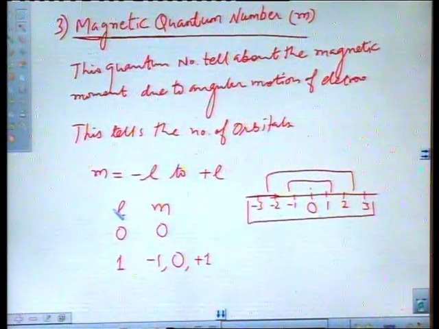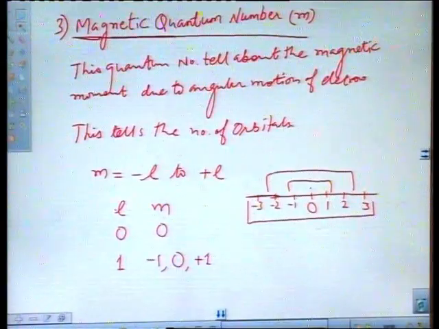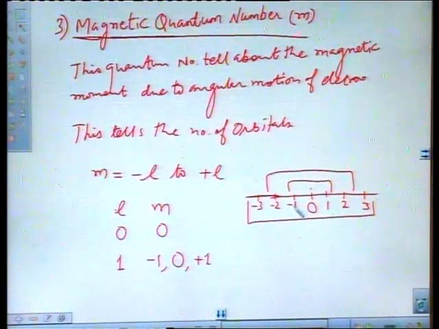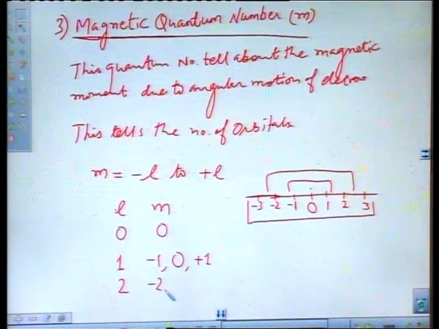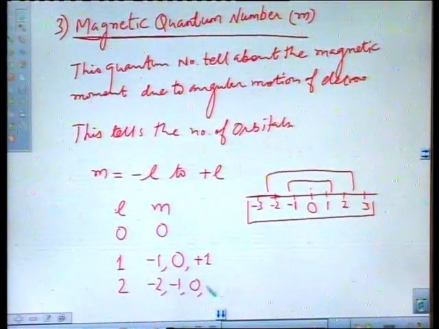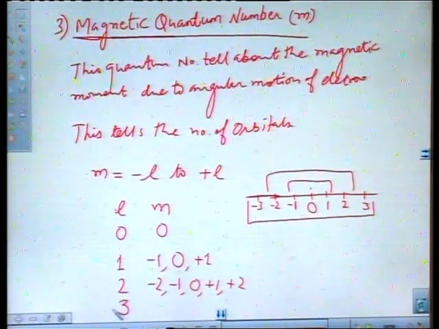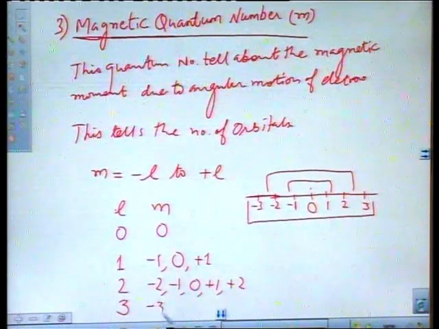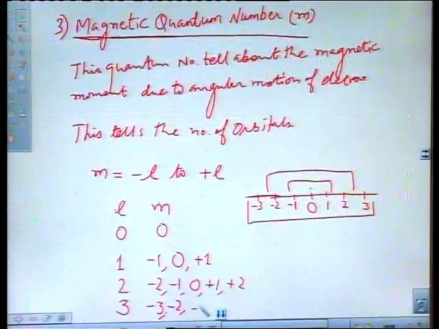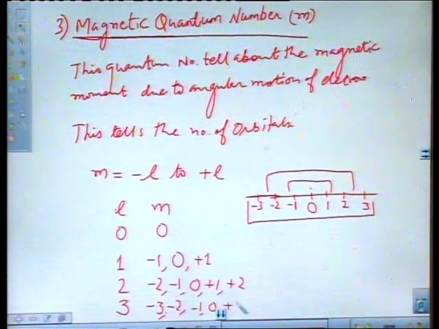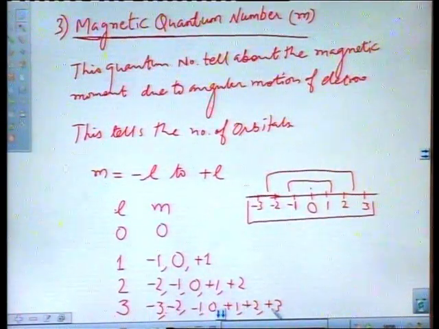When the value of L is 0, the value of m is also 0. When the value of L is 1, there are 3 values for m, that is minus 1, 0, plus 1. When the value of L is 2, the values of m are minus 2, minus 1, 0, plus 1 and plus 2. And when the value of L is 3, the values of m are minus 3, minus 2, minus 1, 0, plus 1, plus 2 and plus 3. So, these are the values of m.